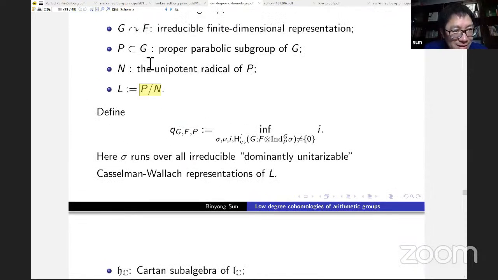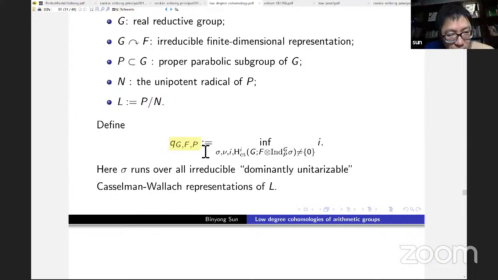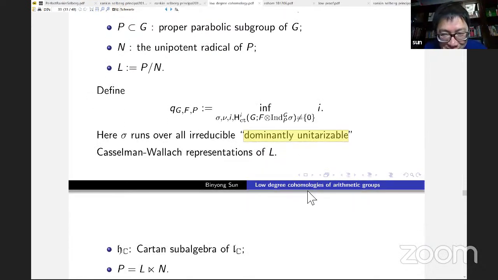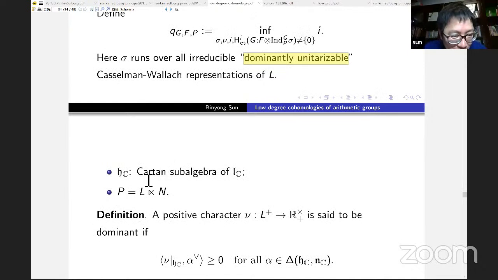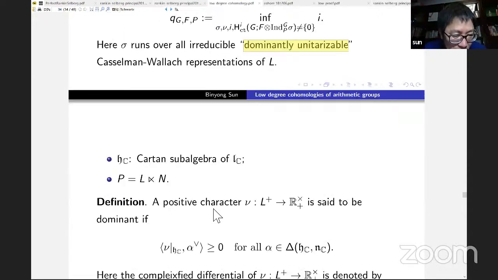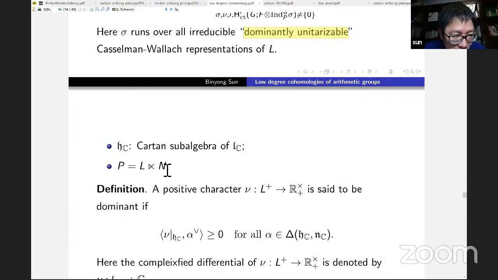Then given these data, we can define a constant q(G,F,P). This is just the minimum of all these degrees I, such that for some induced representation, this continuous cohomology does not vanish. Here, in this induced representation, we require this sigma to be some irreducible dominantly unitarizable representation. Here is the definition of dominantly unitarizable. We take a Cartan subalgebra of the Levi LC, and we fix the splitting so that P equals L times N.